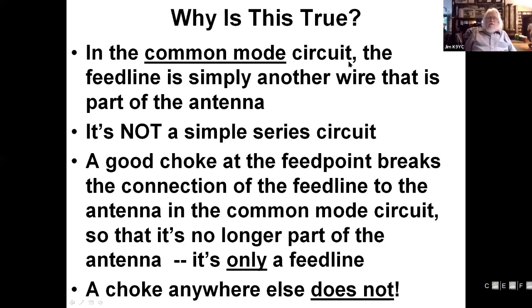We've got to understand that this is not a simple series circuit. When there's common mode current, that feed line is part of the antenna. It's not a DC circuit. It's an antenna circuit. So currents and voltages will vary along that feed line on the outside of the feed line, or on the common mode, depending on how it would on any other antenna.